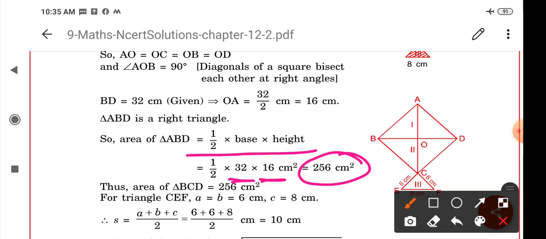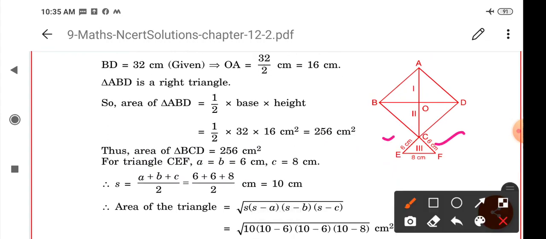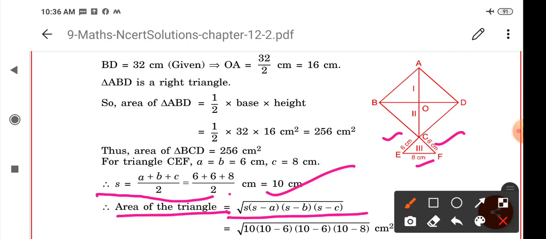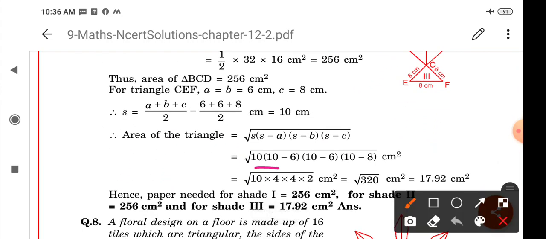The second triangle is identical, therefore it will also have the same area. So both triangles have the same area. Now for the third part, we can apply Heron's formula, because all three sides are given. First we find the semi-perimeter: (a plus b plus c) upon 2, that is (6 plus 6 plus 8) upon 2, which is 10. Now for the area, we apply Heron's formula: under root s into (s minus a)(s minus b)(s minus c). We put in all the values, and at the end we get the area of the third part, which is 17.92.